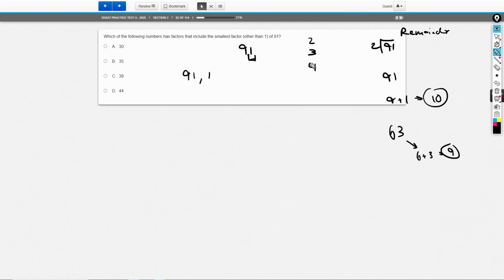All right. Now 4, I don't have a rule for 4. Sorry, guys. 91 divided by 4. 4 goes into 9 2 times. 2 times 4 is 8. That's 1. Move down the 1.